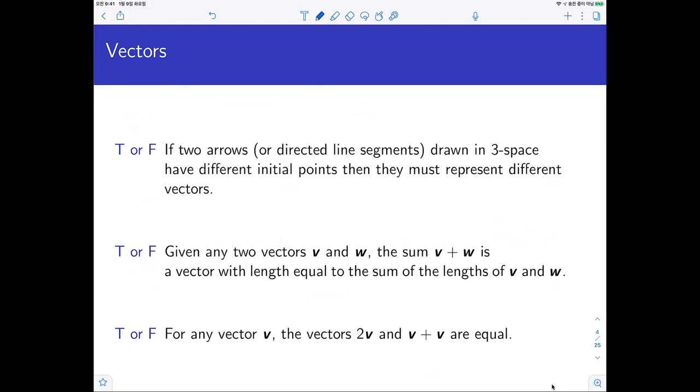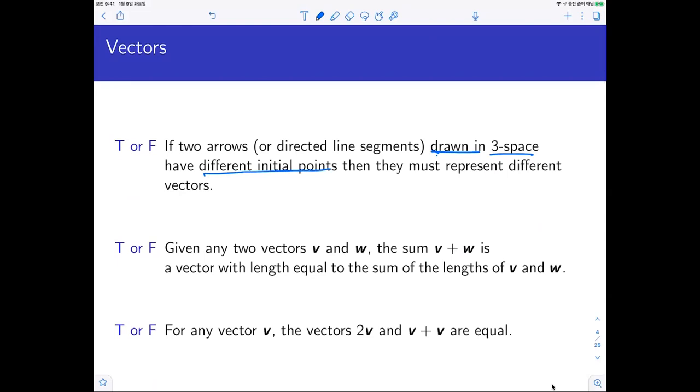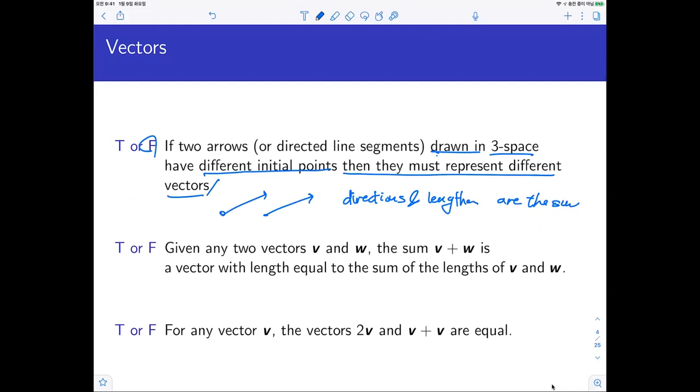Next one. If two arrows drawn in three-space have different initial points, then they must represent different vectors. This is false, because two vectors are the same vector if the directions and lengths are the same. So the initial points can be different.